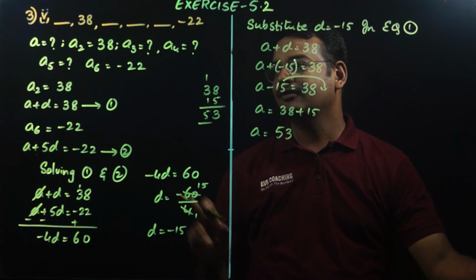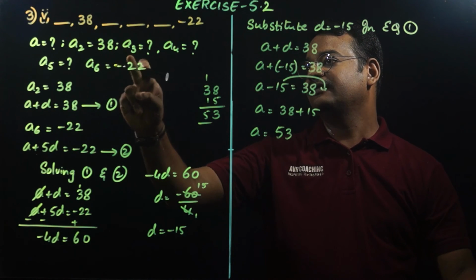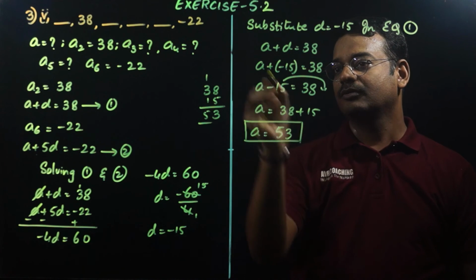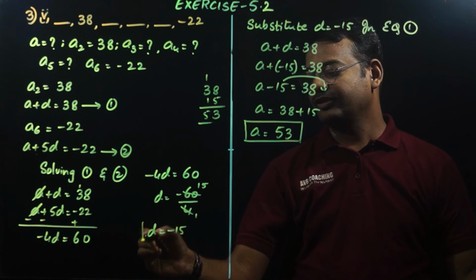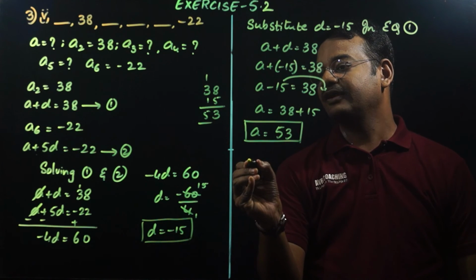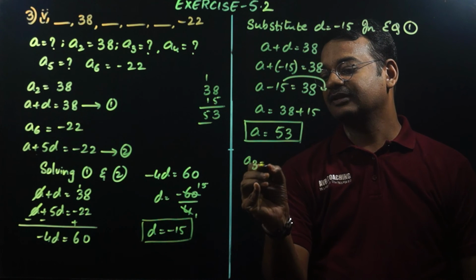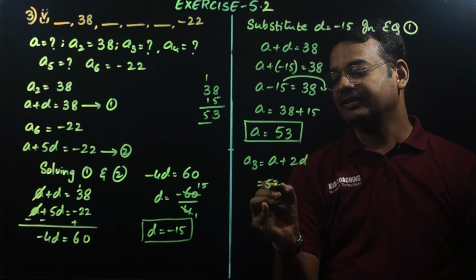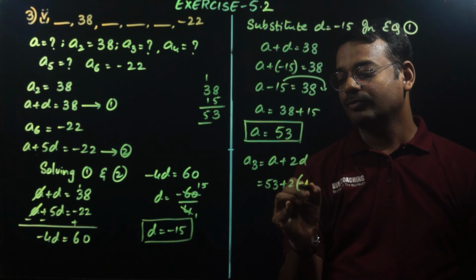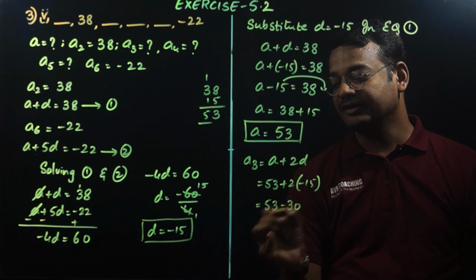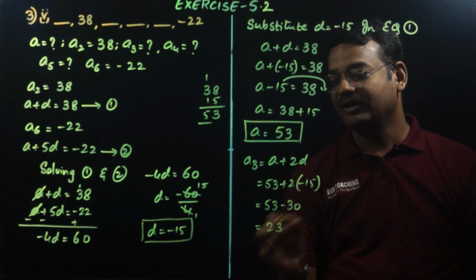Now we will find A3, A4 and A5. We have the D value as minus 15 and A value as 53. So we have to find A3. A3 is nothing but A plus 2D. A value is 53 plus 2 into minus 15. So this will be 53 minus 30, which is equal to 23.